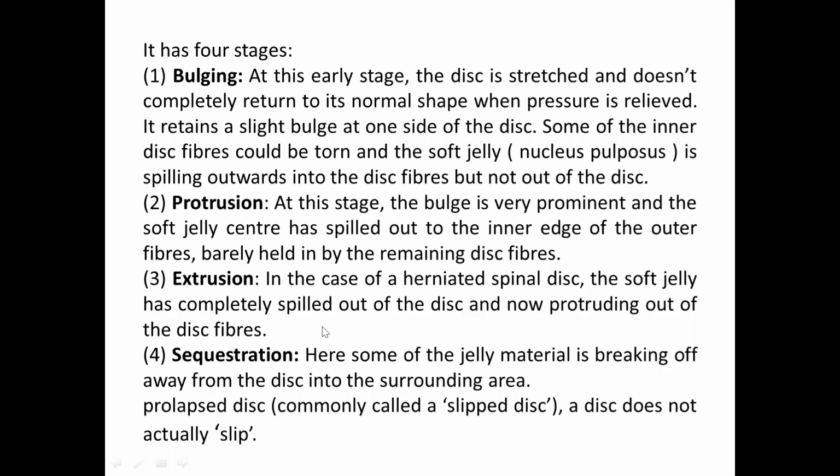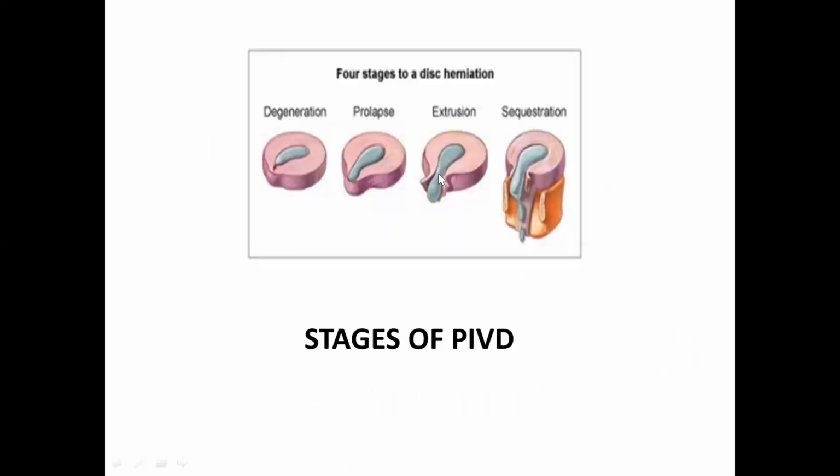Now, what is extrusion? In the case of herniated spinal disc, the soft jelly has completely spilled out of the disc and is now protruding out of the disc fibers. You can see here in this picture. So it started coming out from the inner edge. Here in prolapse or protrusion, it comes up to the edge. Now, once this is more extensive, it spills out of the inner edges of the disc fibers as well. That is the extrusion.